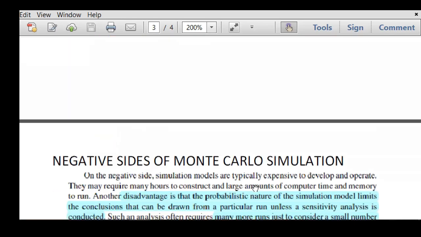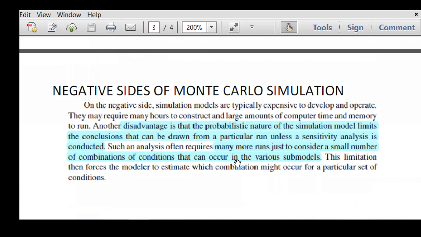Now, some of the negative sides is that the simulation models are typically expensive to develop and operate. Quite obviously, they may require many hours to construct and large amounts of computer time and memory to run. That means you are using your computing machine along with some software installed in it to run a Monte Carlo simulation. But obviously, you have some intuition, it is a probabilistic method, so there is again this unpredictability. As I already said, it is based on random number generation.